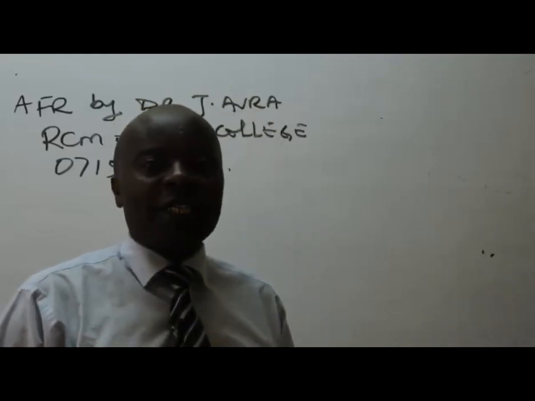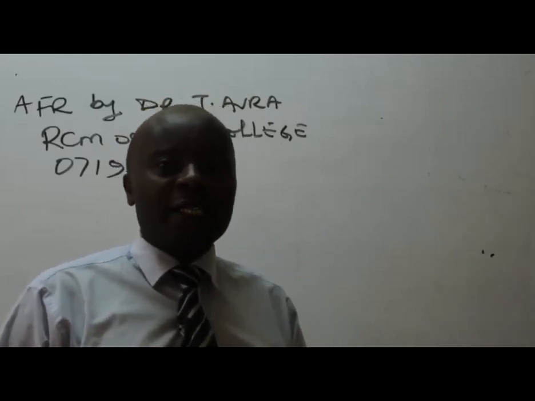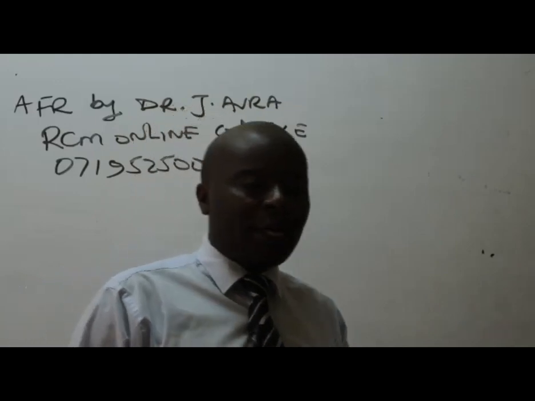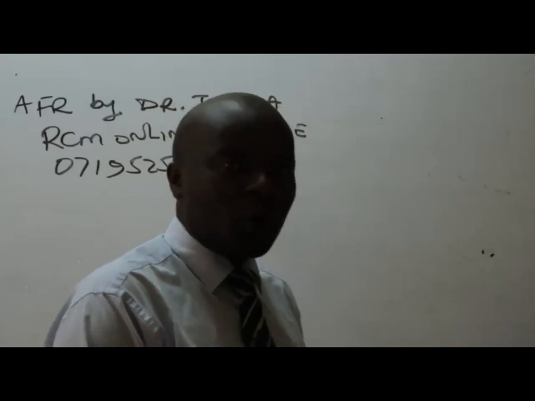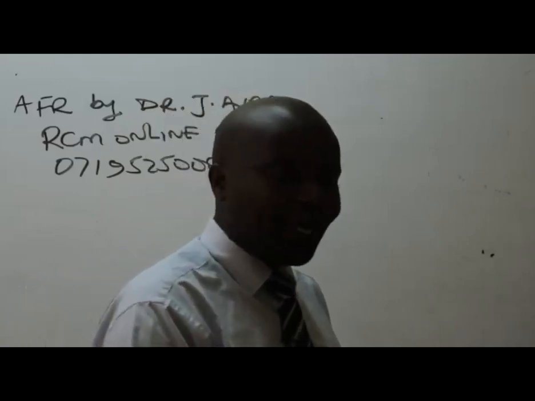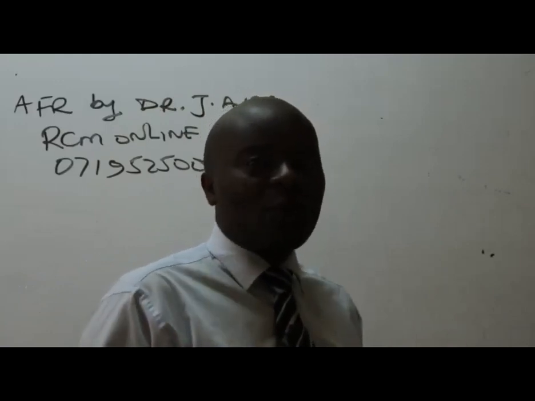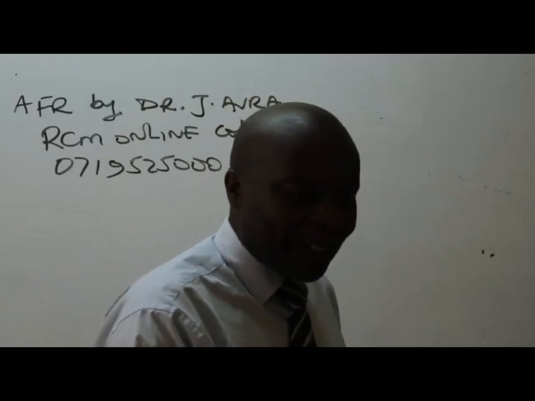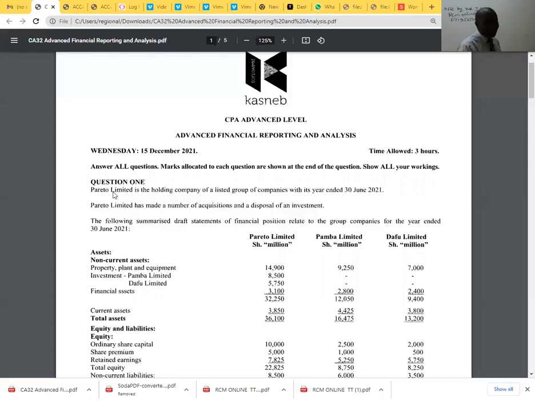Today I would want us to look at Advanced Financial Reporting, paper CA32, which was done last semester, December 2021, question number one, which was all about group accounts. Question number one, group accounts. Generally, last semester was quite an easy paper. I even get so much concerned why we get so many people really failing in some of these papers. You should not fail in AFR, never.